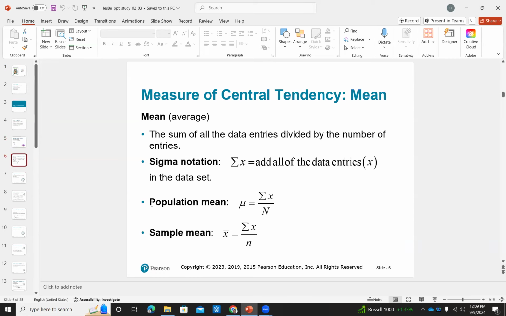In order to find the population mean, you find the sum of the data entries divided by the population size, and the same for the sample mean. The sample mean is represented by x bar, and the population mean is mu. So the symbol for the population mean is mu, and the notation for the sample mean is x bar. But for both of them, you just add all the data entries and divide by how many entries you have. This is how you find the mean.